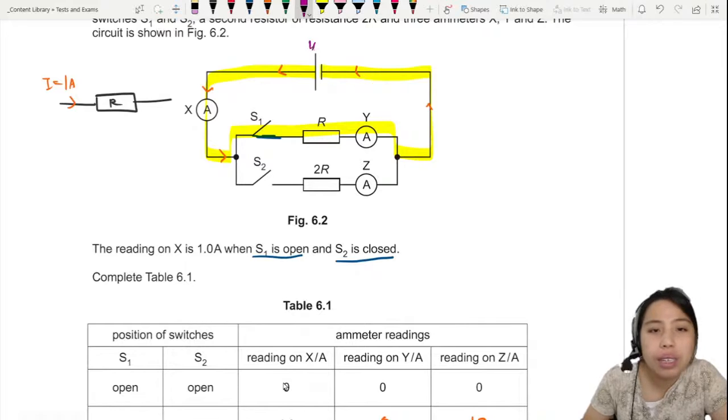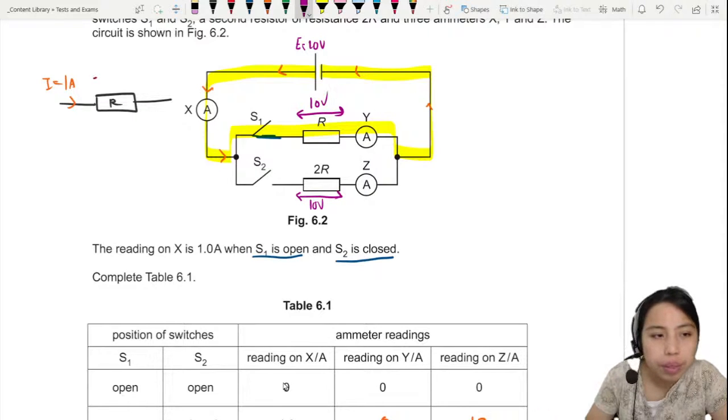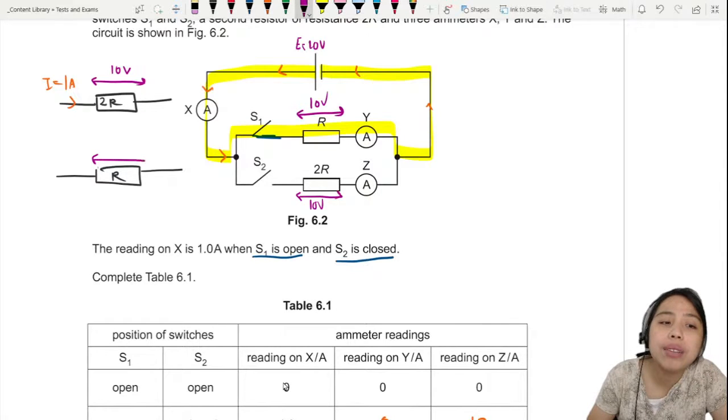Okay, let's just say this EMF is 10 volts. This 10 volts is still the same value across both resistors. So let's say 10. Now, if current going through 2R just now was 1 amp, now the scenario has changed a bit where the current is going through R. And it's still the same 10 volts.